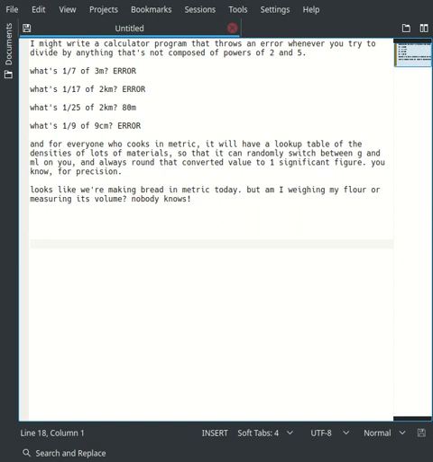That's fine. We can do that. That's because 2 is a power of 2. So we can handle that, right? But say you want to do something like 1/7 of 3 meters. Error. 1/17 of 2 kilometers. Error. 1/25 of 2 kilometers. 80 meters, that one works. Because 25 is a power of 5.